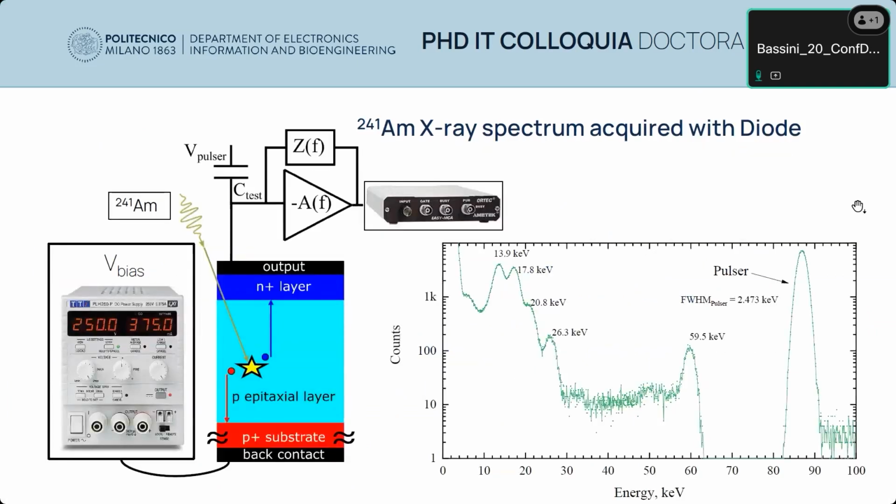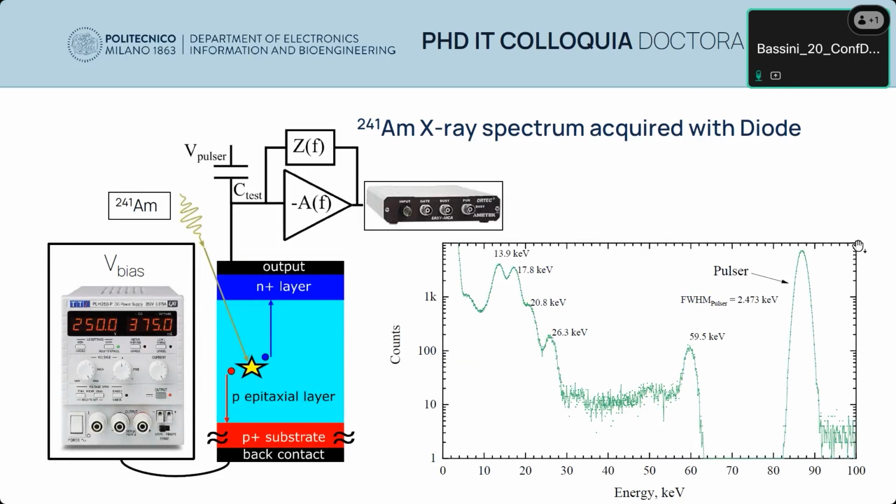And what is the advantage? Here I show the setup we use to measure the spectra. In this case, we connect the diode to the amplifier and the multi-channel analyzer, and the test input is used to send voltage pulses to the same processing chain. We can see the resolved peaks of americium and a quite big width of the pulser peak of 2.4 kiloelectron volts.